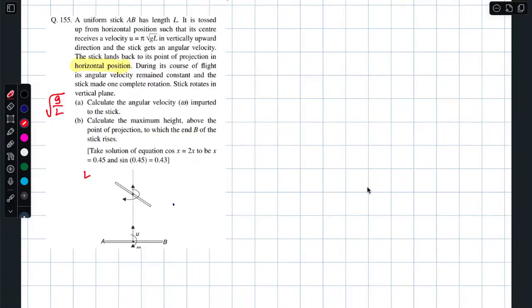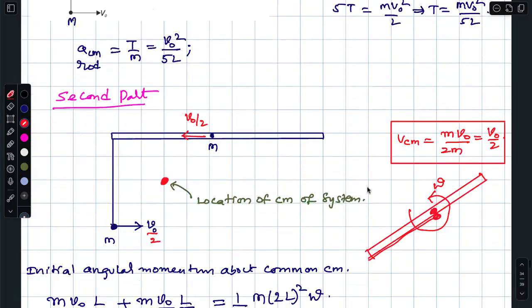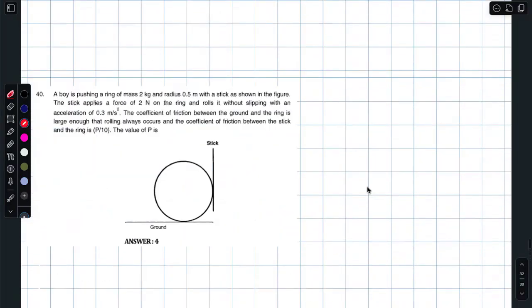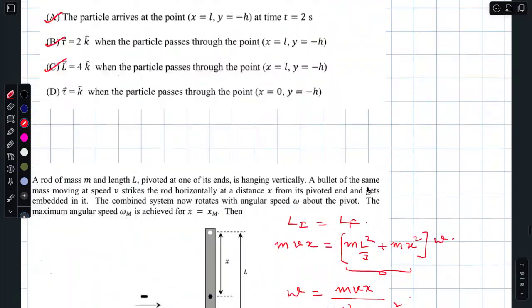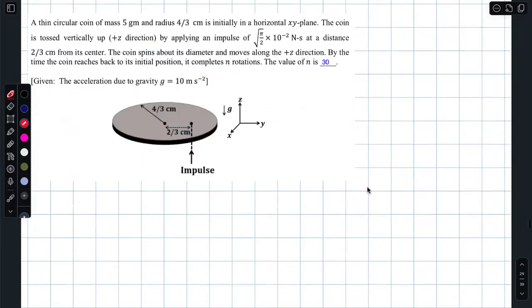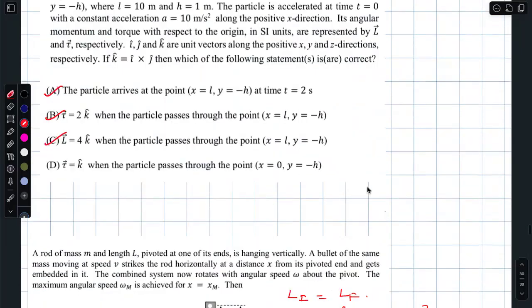This is an old question. Usually, I teach this question every year. This is from notes two years back which I have posted here. This is the same question given in 2023. There you have a tossed rod, here you have a tossed disc.